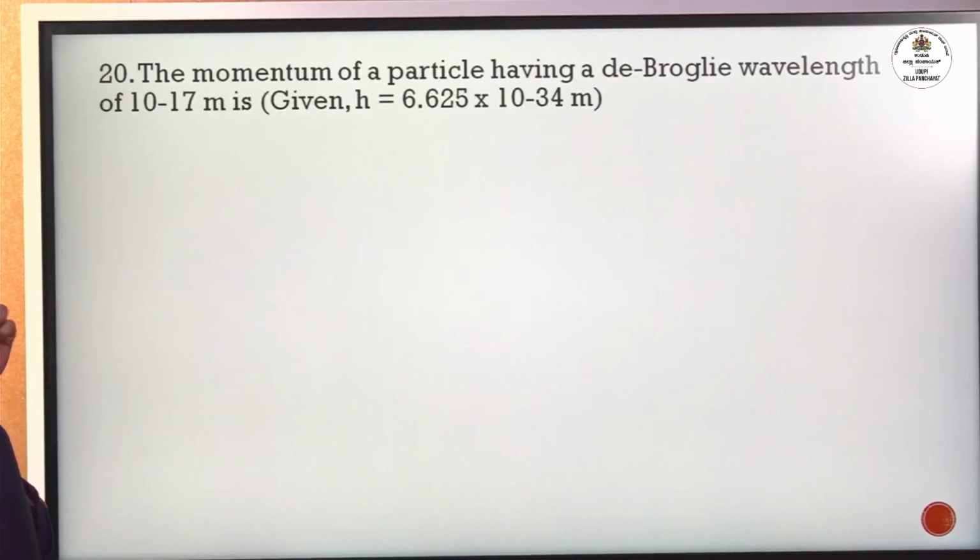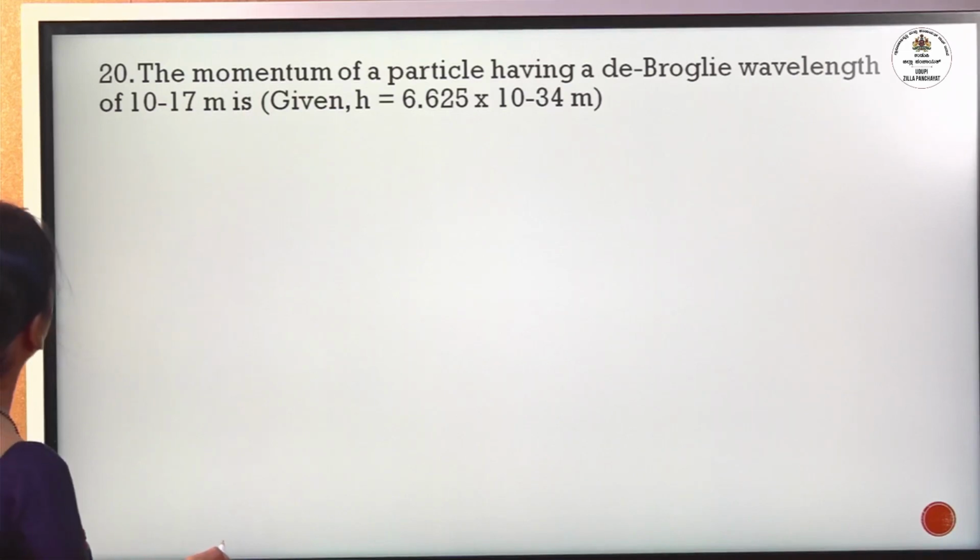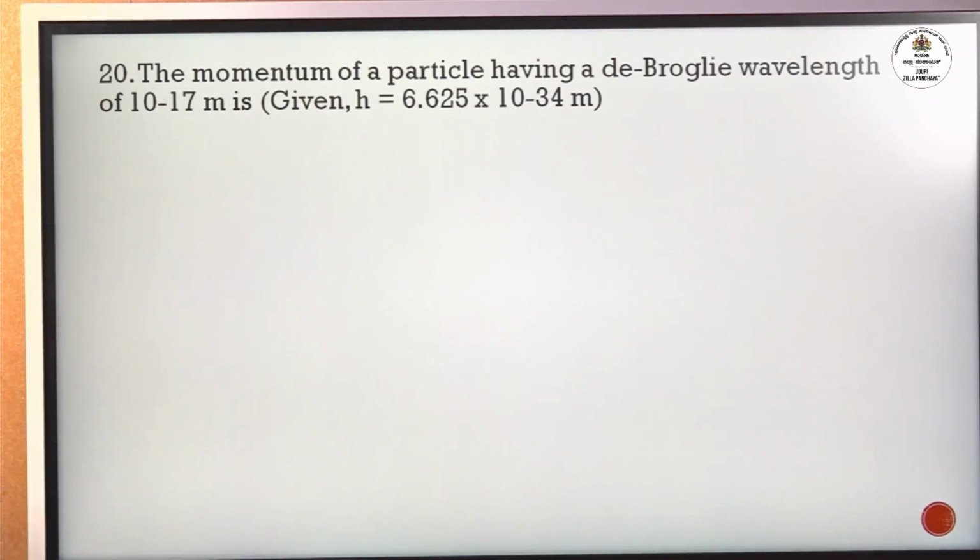Next question. The momentum of a particle having a de Broglie wavelength of 10 to the power minus 17 meter is to be calculated. So, momentum is to be calculated.